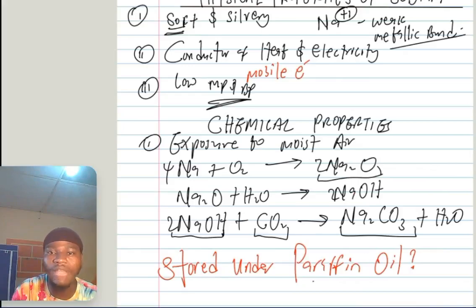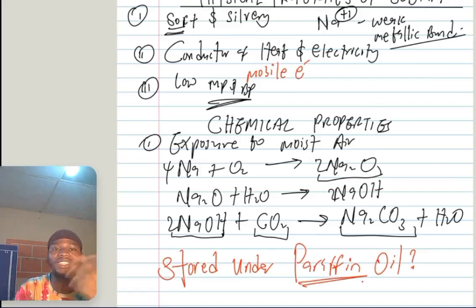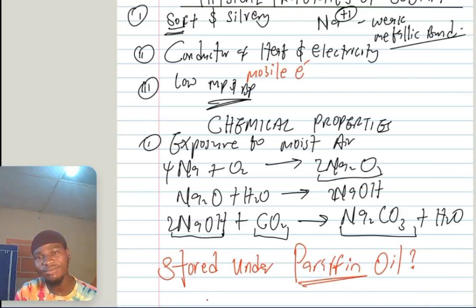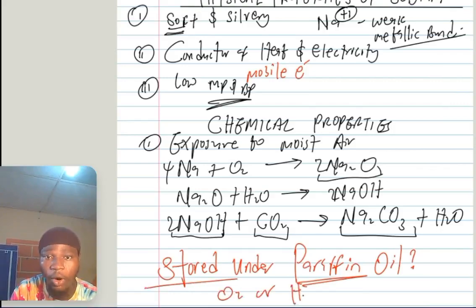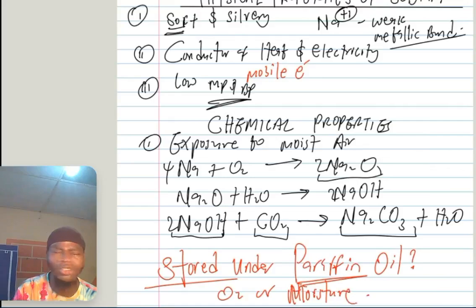Good. It is stored under paraffin oil so as to prevent the reaction of sodium with water, also with oxygen, rather. So to prevent the reaction of sodium with oxygen or water or moisture in air. Good. Why? Sodium is very reactive, so you can't just afford to expose it. That's why it is always stored under paraffin oil. So when sodium comes in contact with oxygen or moisture in air, it is going to react. So that is it.